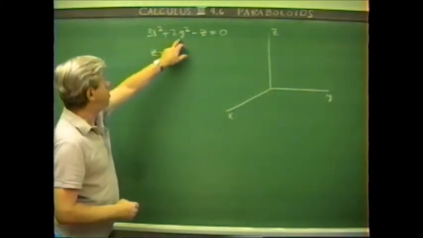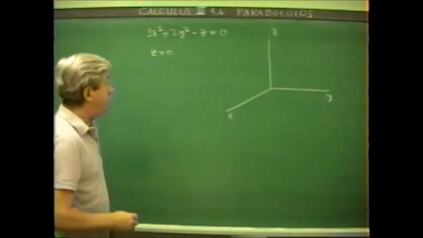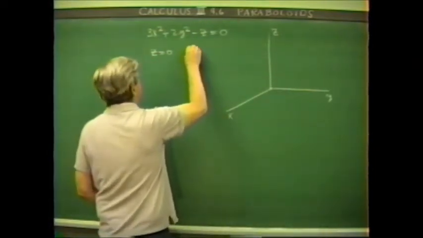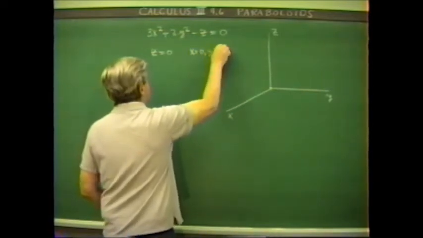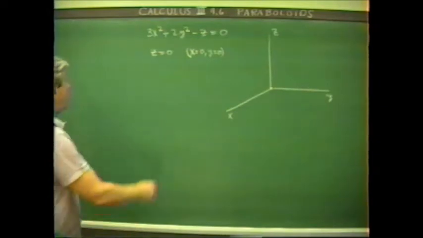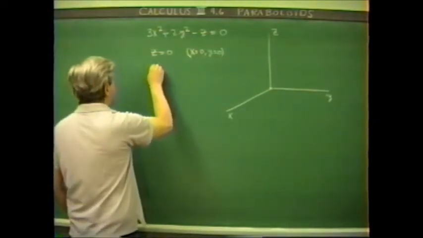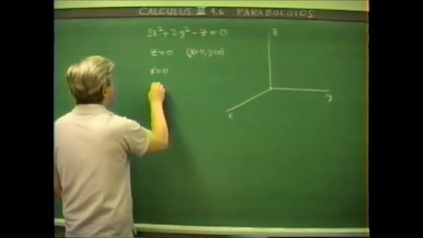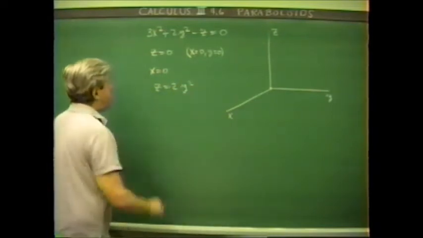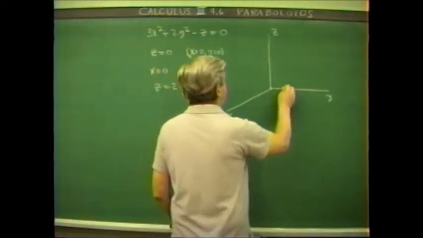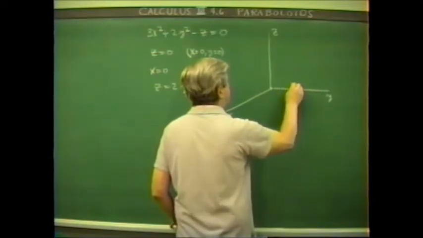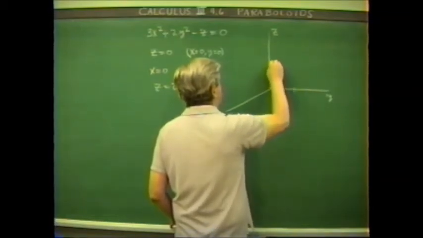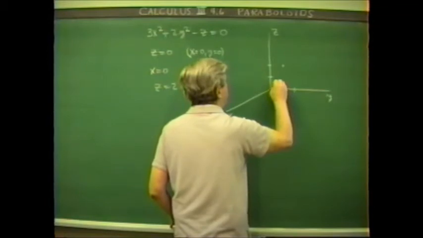The only way in which the sum of 2 squares, so 3 times 1 and 2 times the other, can be 0 is if they're both 0. So the trace in the xy plane is the single point here, 0, 0. If we look at x equals 0, then what we're dealing with here is z equals 2y squared. So this is a parabola opening upward, and it looks like this. This parabola right here.